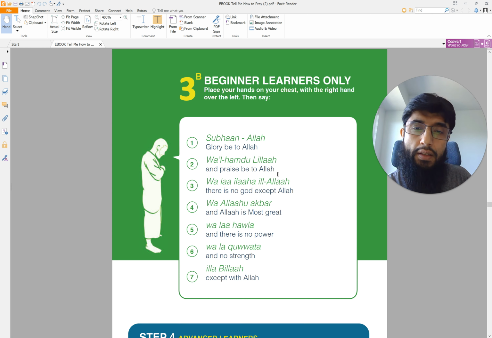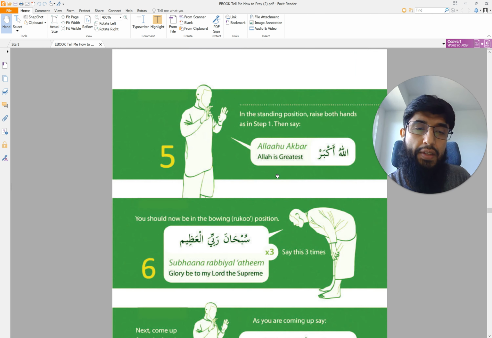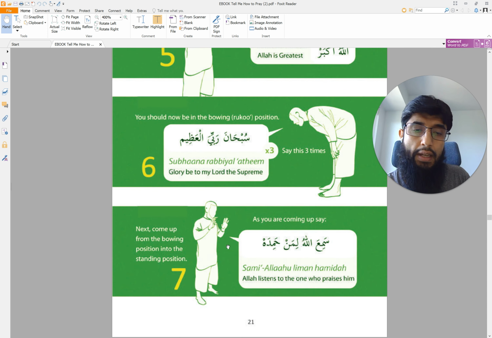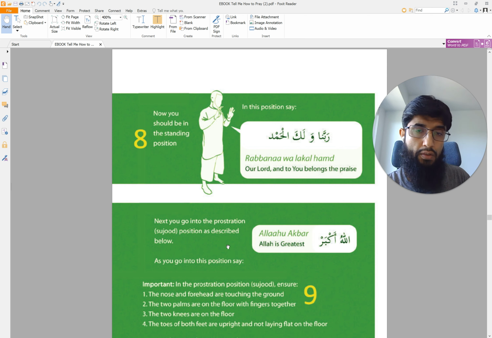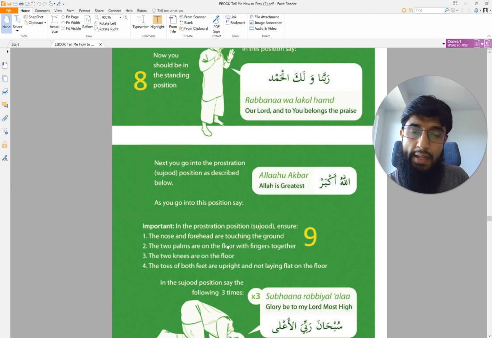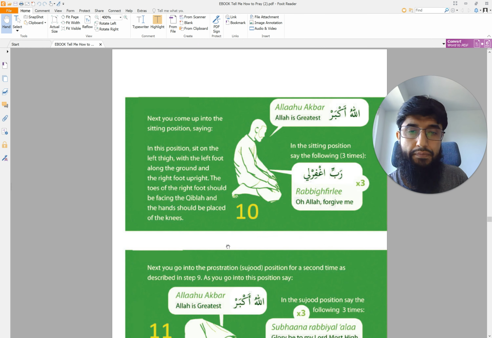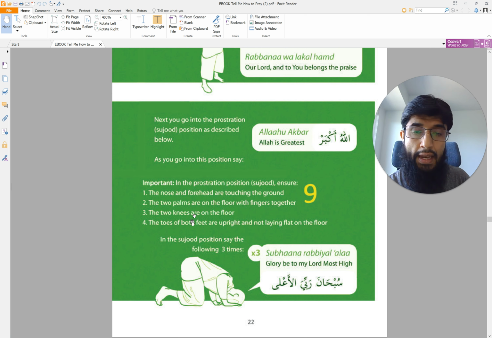And then we said, this is how you would go. You say Allahu Akbar, you go into bowing, and then we covered what you say in the bowing position, what you say when you're rising up from bowing, and what you say when you're standing after rising from the bowing. Then you say Allahu Akbar and go to the prostration. And again, any physical thing that you're not able to do, do as much of it as you are able to. In this position, your toes, your knees, your palms, your forehead, and your nose are touching the ground. And this is what you say in this position.